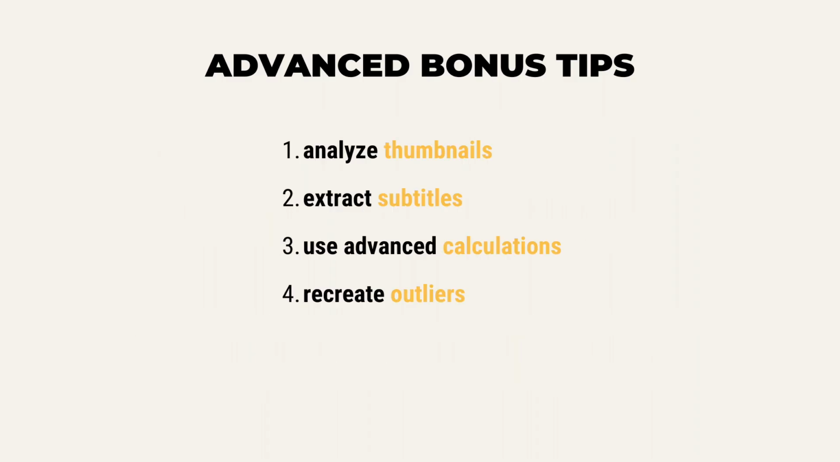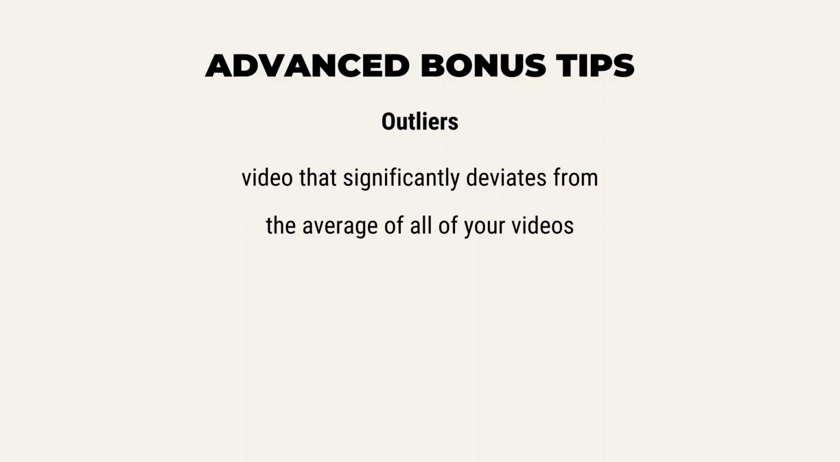Outliers. And if you don't know what outliers are, these are basically videos that significantly deviate from the average of all your videos, right? So imagine that your videos are being watched on average 1,000 times. So you have 1,000 views per video, and then you have one and you get like 50,000 views, right? So this would be an outlier. And these are also data points that you can use to your advantage and that you can use and recreate this on your own. All right, that's it for today.